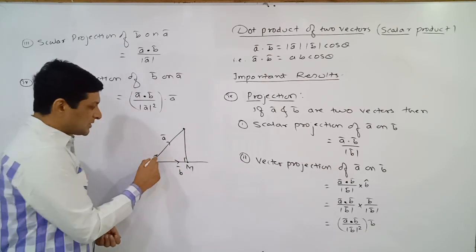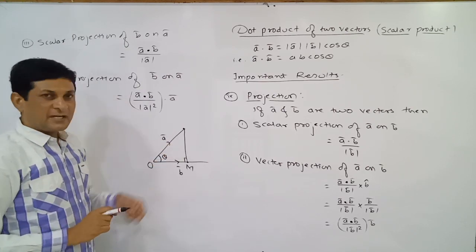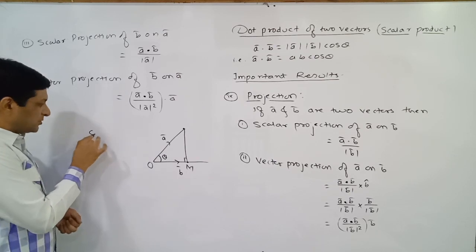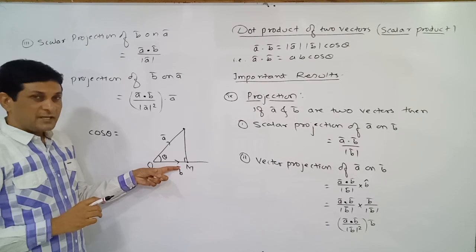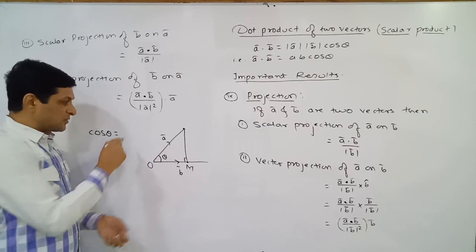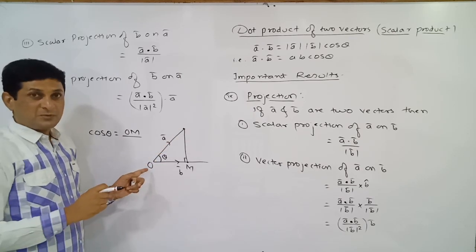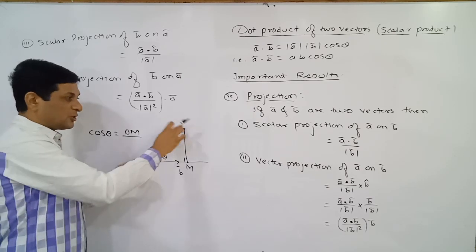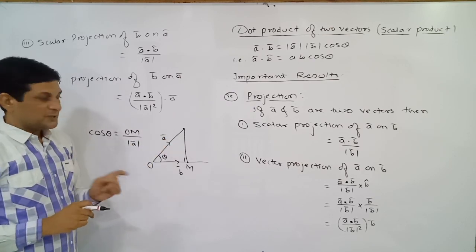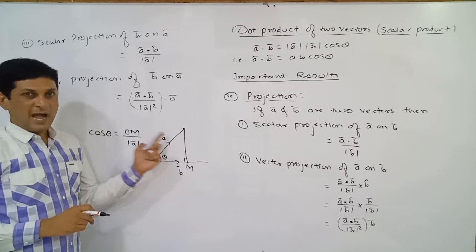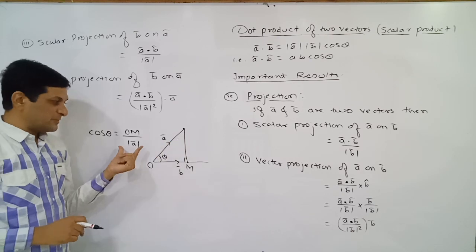Let us denote the angle between these two vectors by theta. Now here we have a right angle triangle, and in a right angle triangle we know that cos theta is adjacent upon hypotenuse. Adjacent is OM. And hypotenuse is the length of this vector a bar, which is denoted by magnitude of a bar. So cos theta is adjacent upon hypotenuse: the adjacent side is OM and the hypotenuse is the magnitude of a bar.